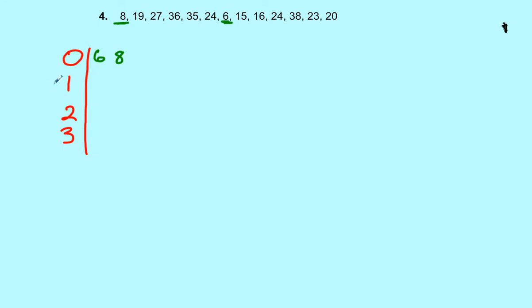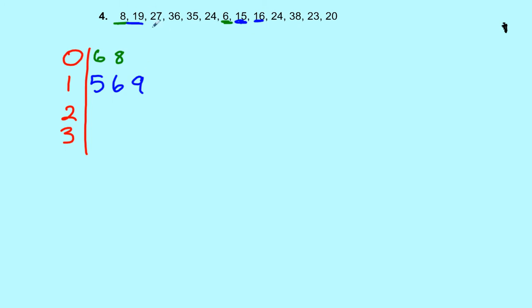Okay. Alright, how about 1? Everything that starts with a 1. We have 19, 16, and 15. So it would go 5, 6, 9. Alright, again, no commas. Don't need any commas, just leave a little space, it'd be good.